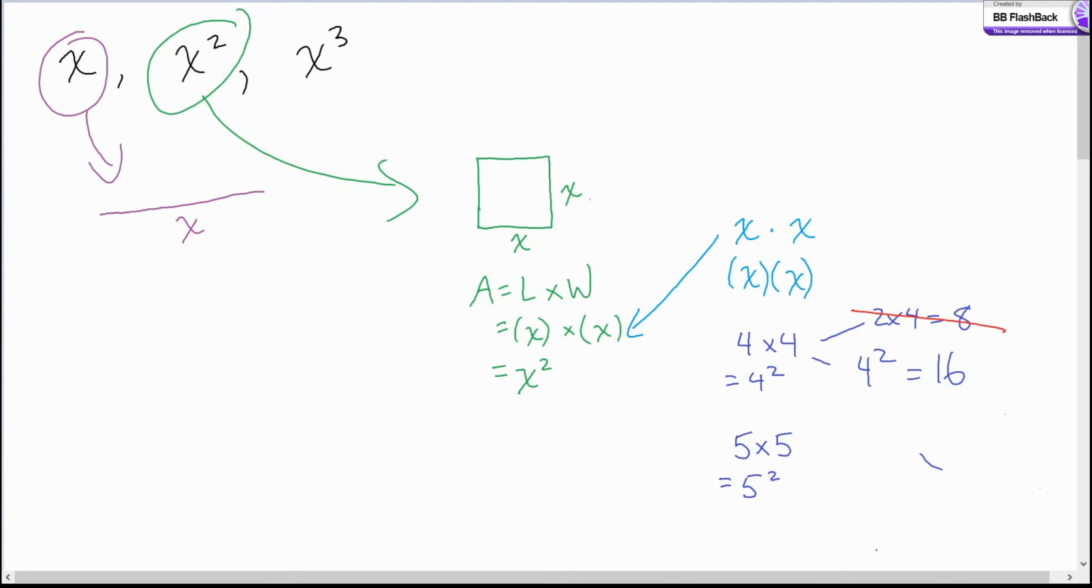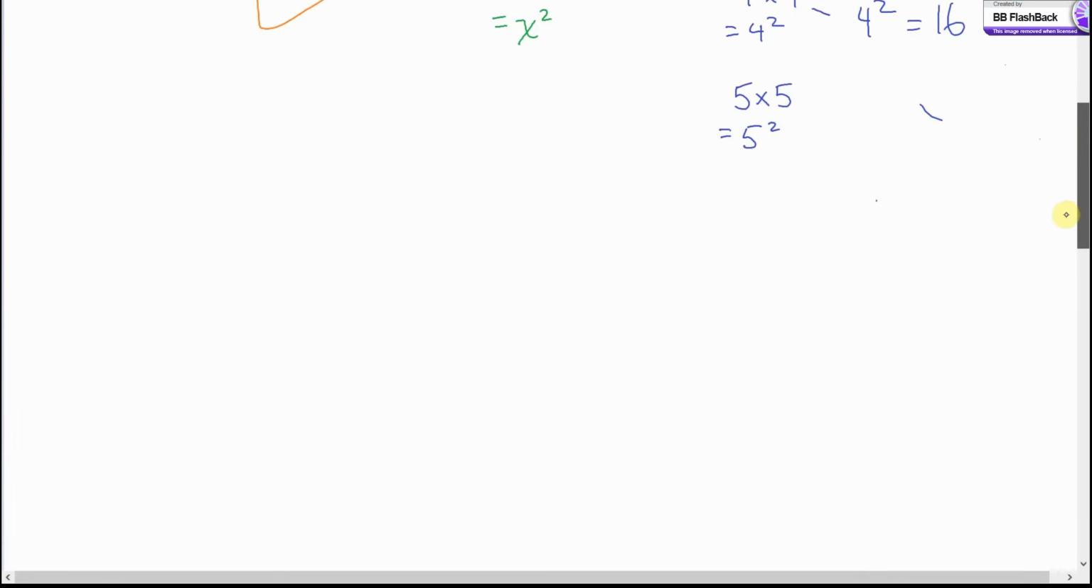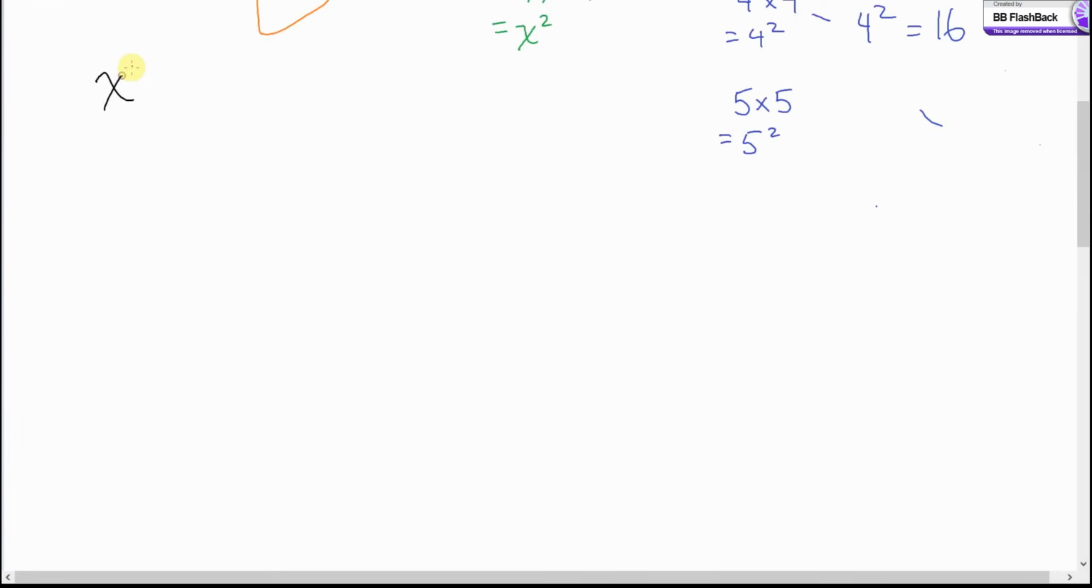Now our third one here, let's pick a new color to work with. How about orange? Hopefully that's dark enough. Let's go down here. So x cubed. We can think about this by starting with a square with length and width x. So now we have x times x. X cubed is actually x times x times x. So we need to add one more dimension.